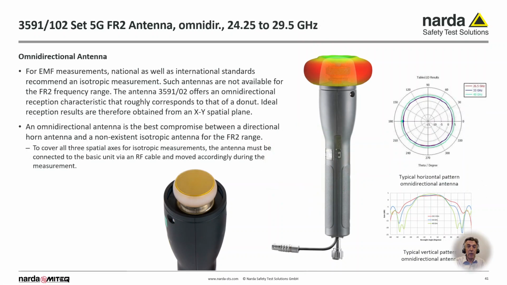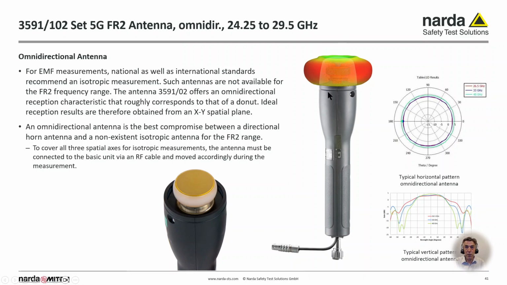From its technology, the omnidirectional antenna is also a horn antenna, but it's not shaped like a horn, it's shaped like a donut. And this is also the receiving characteristic. So it's 360 degrees around it, but not to the top and not to the bottom. So it's not isotropic, it's omnidirectional. It's not receiving in three axes, it's only receiving in two axes.